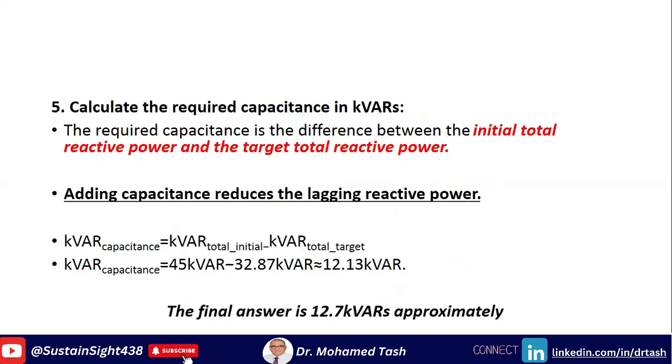Finally, we need to calculate the required capacitance, and the required capacitance is the difference between the initial total reactive power and the target total reactive power. The capacitance will equal the total initial, which is 45 kVAR, minus the target, which is 32.87 kVAR, giving 12.13 kVAR.